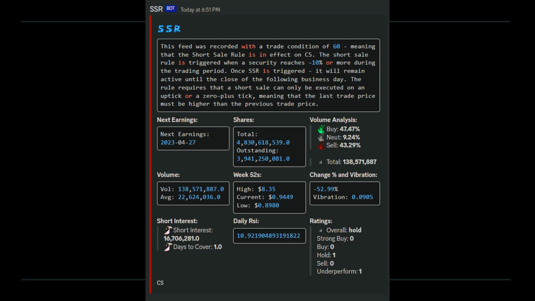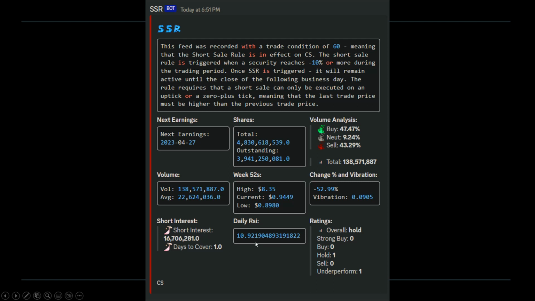Basically, once an SSR is triggered on a ticker, it will remain active until the close of the following business day. So, for example, if a ticker goes on SSR today, it won't be off of SSR until tomorrow at close. The rule requires that a short sale can only be executed on an uptick or a zero-plus tick, meaning that the last trade price must be higher than the previous trade price in order to short the stock.